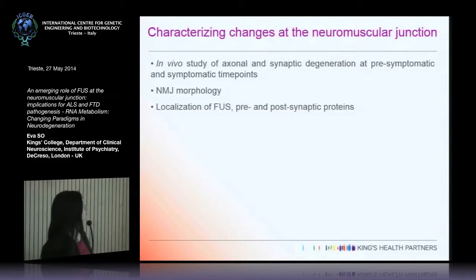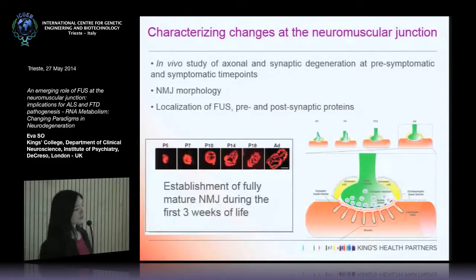So I looked at the NMJ morphology and also tried to localize FUS in this peripheral NMJ, and also looked at some pre- and postsynaptic proteins. So in the mice, the establishment of fully mature NMJ occurs during the first 3 weeks postnatal.